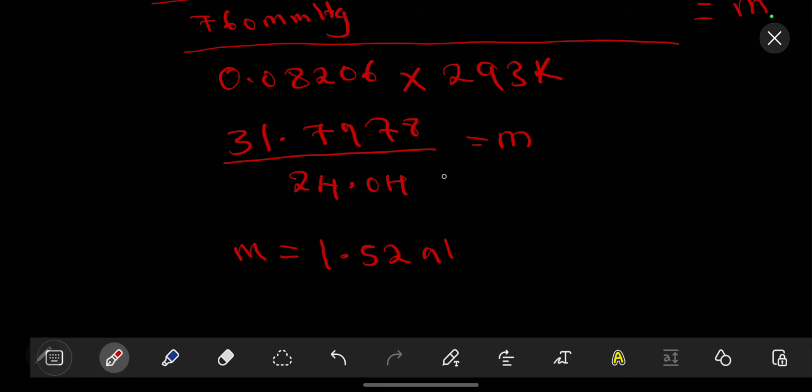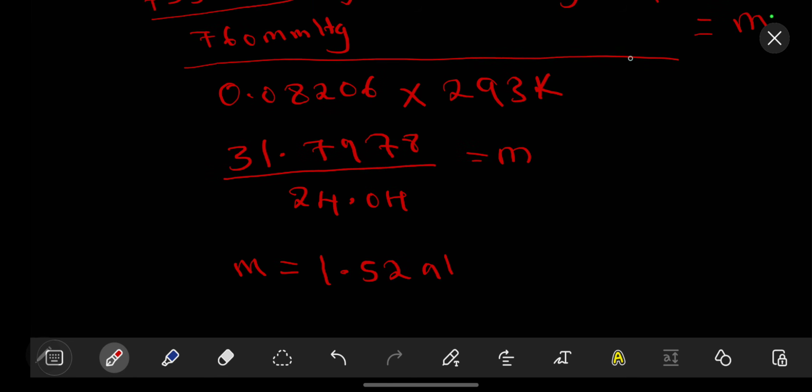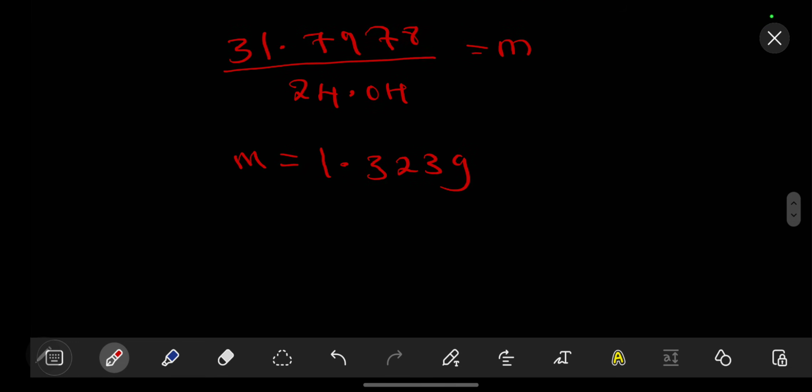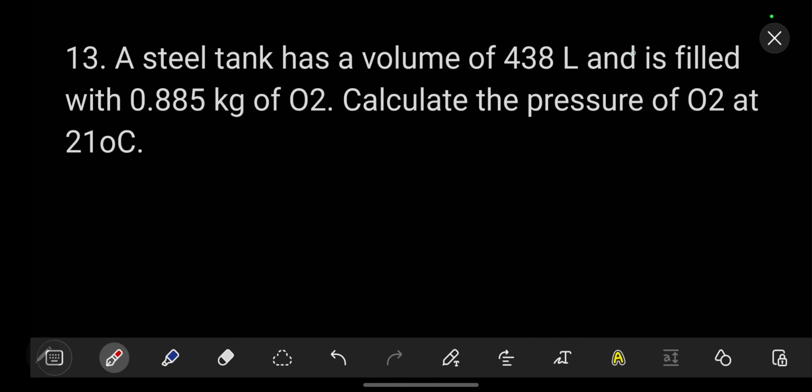1.52, sorry for that. Not 1.52, but 1.323 grams. So this is how we can find the mass for that one.